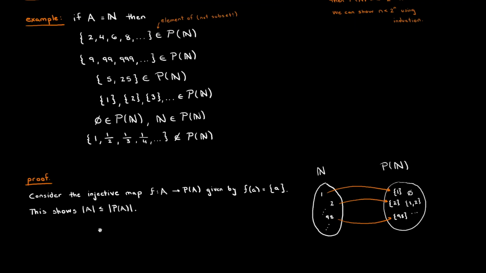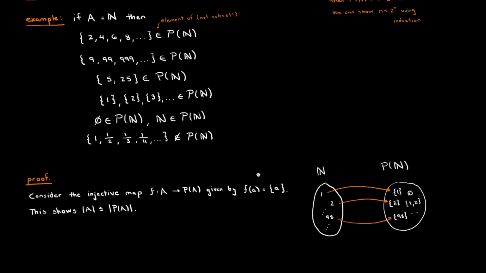We begin by showing a looser condition, that is, we will show that the cardinality of A is less than or equal to the cardinality of the power set of A. And to do this, we will create an injective map. Let's call it F, that goes from A to the power set of A, and it's very simple. It just maps the element a to the singleton {a}.